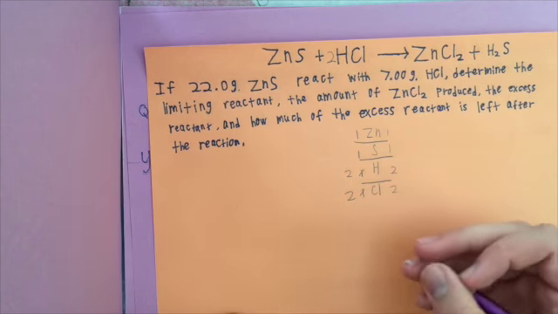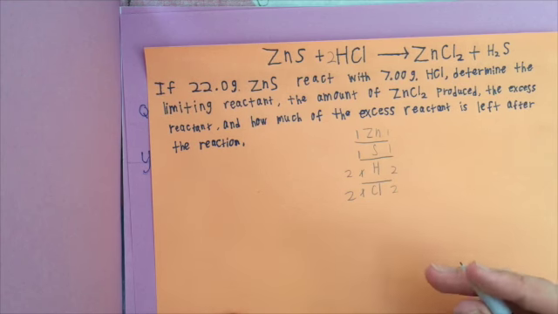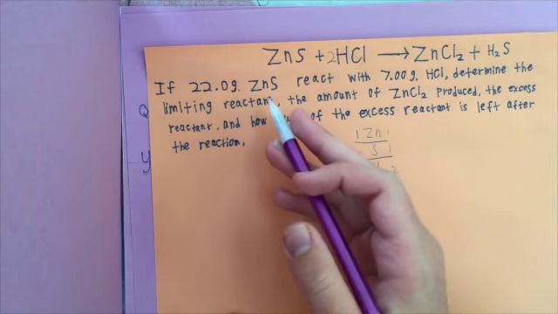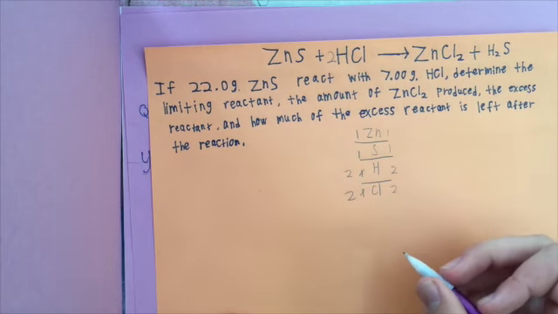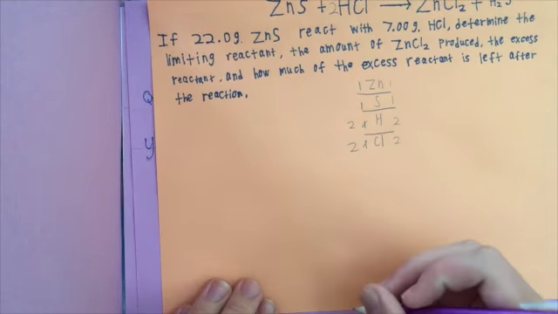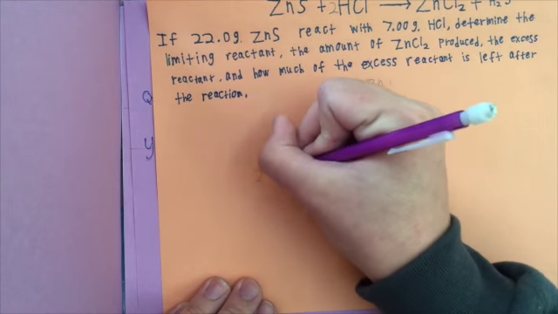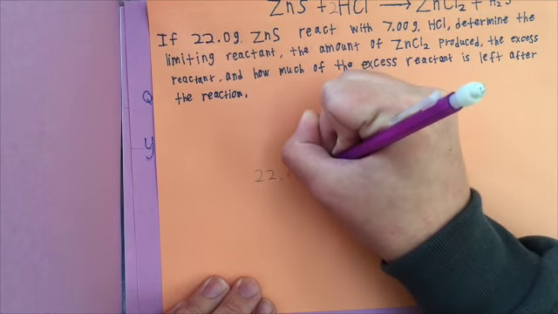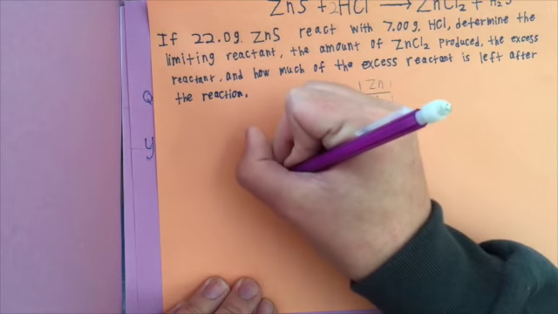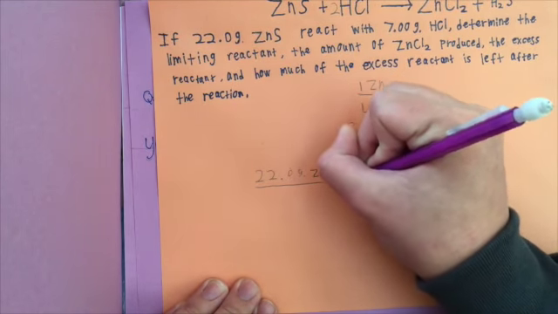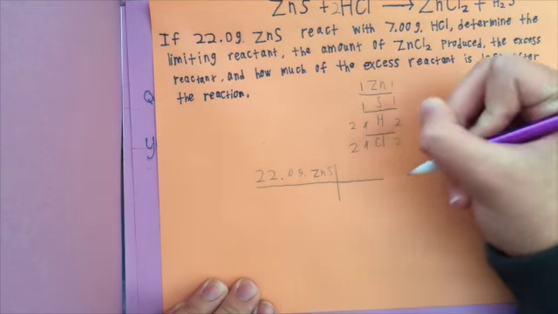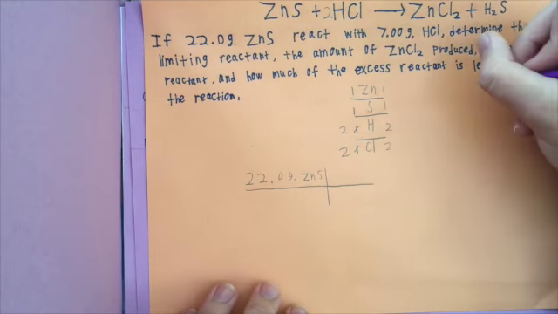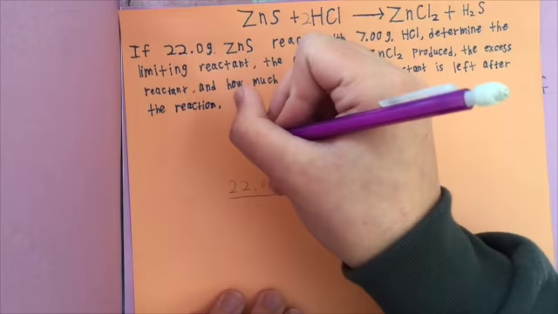So the way to approach this problem is to divide it into 2 stoichiometry problems. So we will do one with 22 grams of zinc sulfide, and then one with 7 grams of hydrochloric acid. So, just like in the other one, we will start with our amount, so 22.0 grams of zinc sulfide. Now we need to convert this to moles. So to do that, we will have to calculate our molar mass of zinc sulfide.